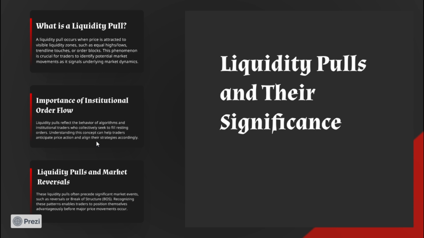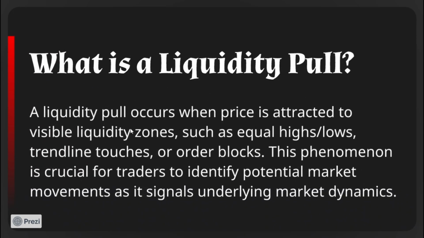Liquidity pulls and their significance. These are liquidity pulls. Price is attracted to visible liquidity zones such as equal highs or lows, trendline touches, or order blocks. Those are where price is attracted towards, because that's where the institutions place their orders.